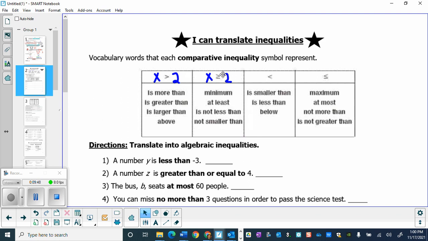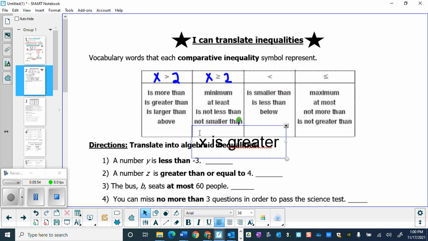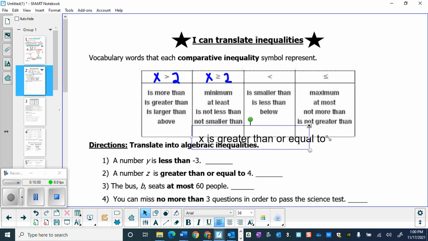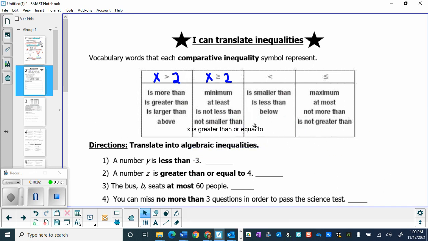Now, the one that I think you guys are probably really used to seeing is x is greater than or equal to 2. That's the basic one, almost so basic I didn't even put it in that column. x is greater than or equal to 2. And if x is everything that's bigger than or equal to 2, that means that 2 is a minimum.